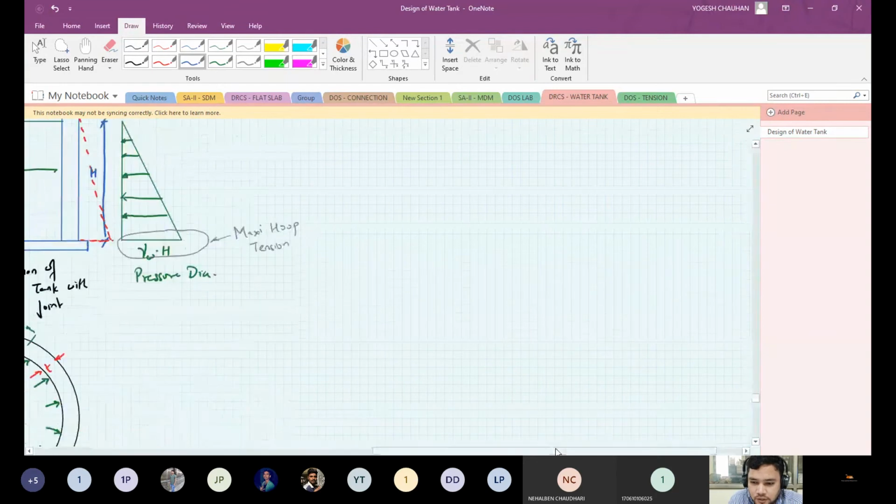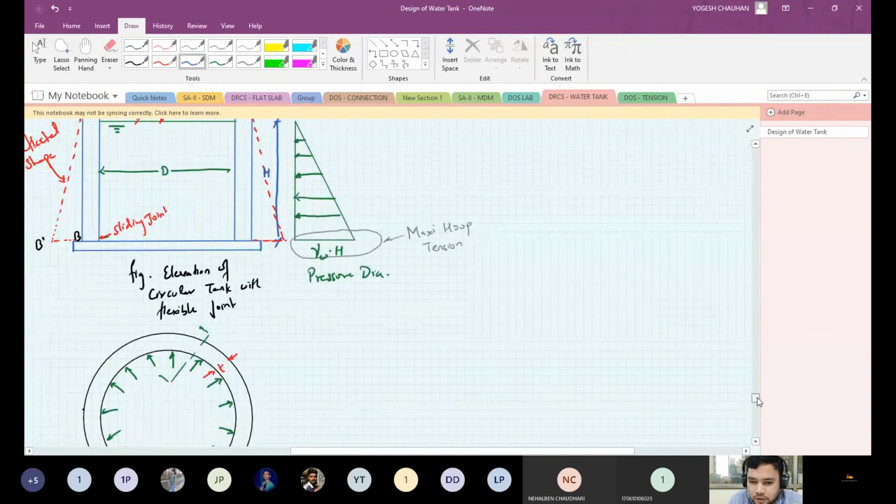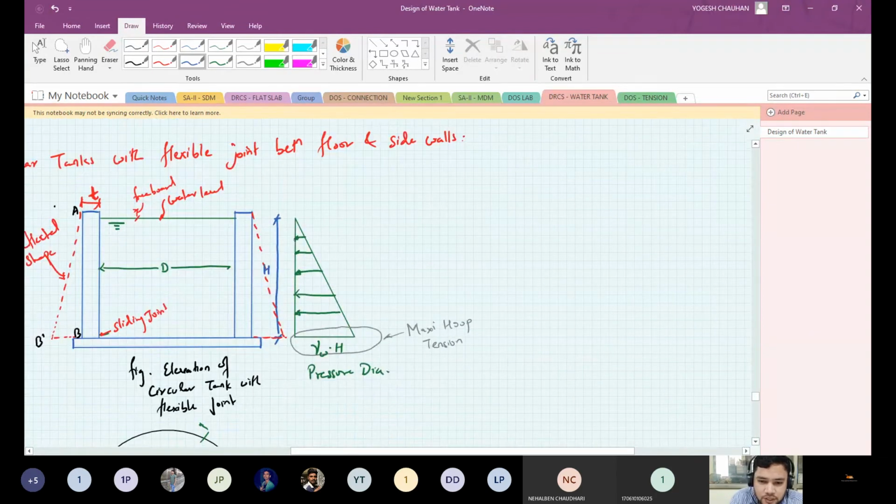See, you can see that the pressure diagram gradually reduces to zero at the water surface. So whatever steel we have now calculated is for the base, and if you provide the same all throughout the section, then it would be uneconomical. So you can calculate at different intervals and find the corresponding steel, and you can provide that.